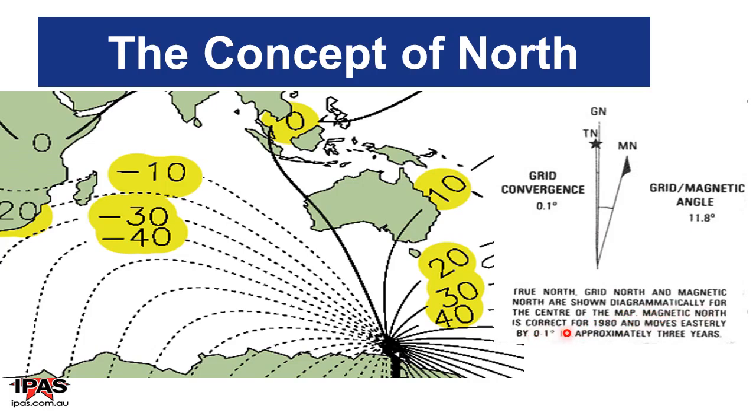Magnetic north is correct for 1980 and moves easterly by 0.1 of a degree in approximately 3 years. So if you have a 30-year-old map, you could actually have a difference of 1 degree. For our operations, that doesn't really mean too much, but if you're a surveyor, that means a lot.